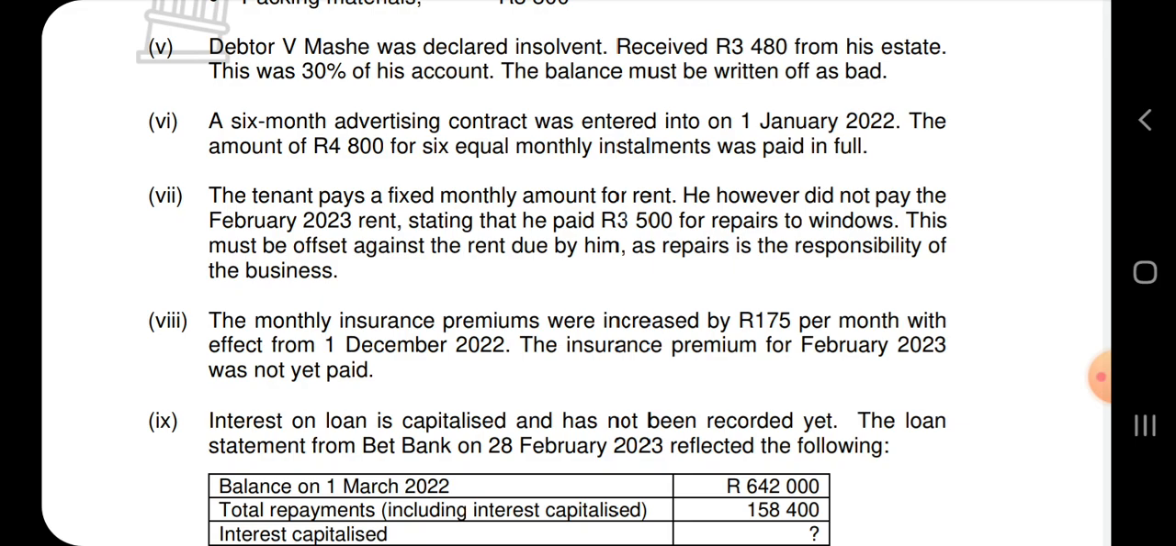So you're going to minus 2 for December and January because those ones are paid. So you will say 36,100 minus 175 times 2. So that will be 35,750. Then you divide that by 11 because only 11 months were paid. Then you will get 3,250.